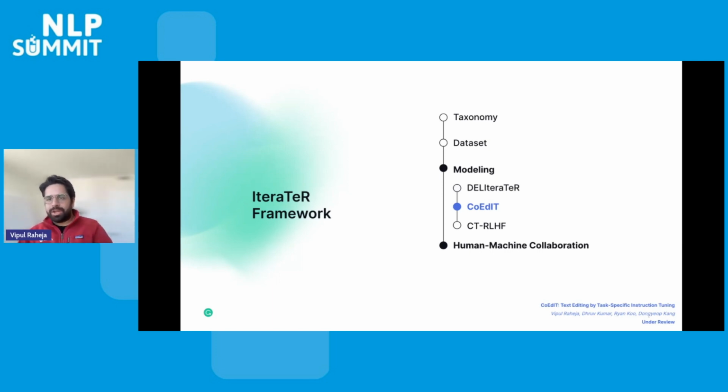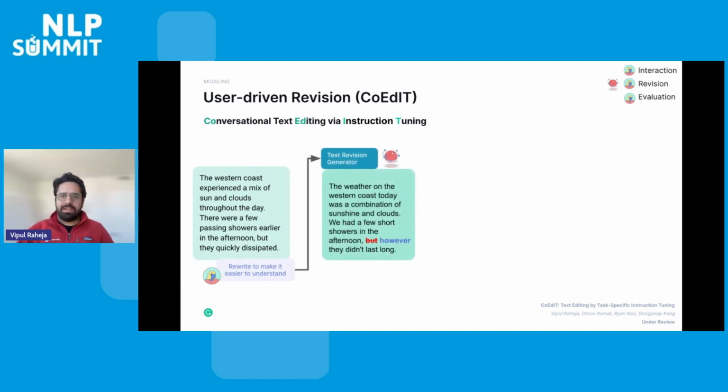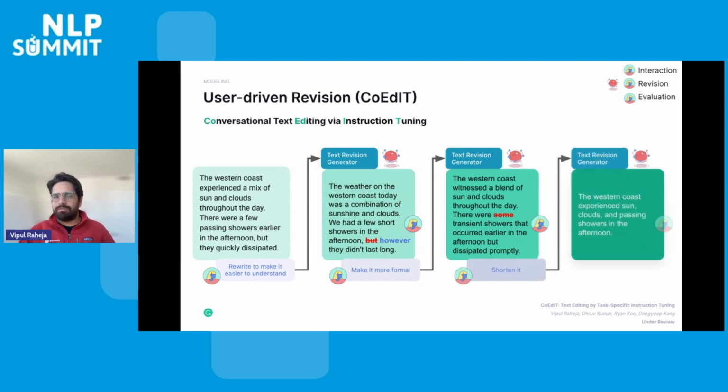But now I will describe the user driven model called co-edit, or collaborative text editing through instruction tuning. And you can see in this work, we explored the other end of the spectrum, where we gave the full control to the user to drive the revision process. Over many iterations, the revision interaction, the revision itself, and the evaluation, all of these are driven by the user, where the system is just sharing the main responsibility of the revision.